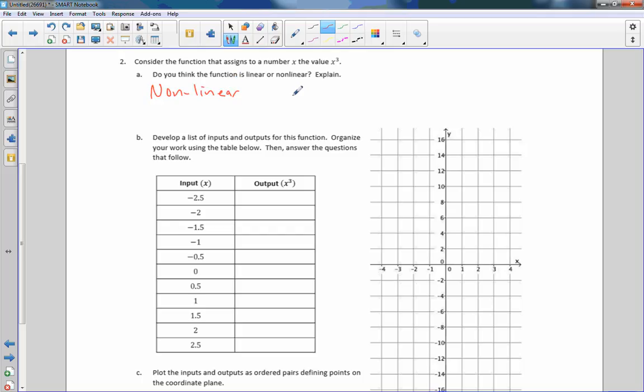And the reason is because the exponent is 3, and 3 is not 0 or 1.